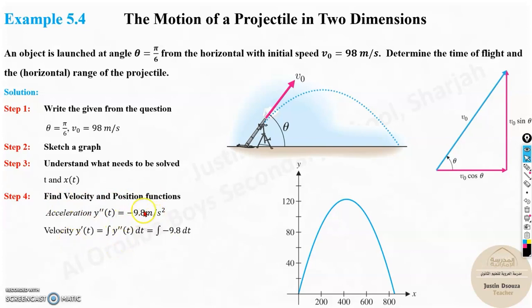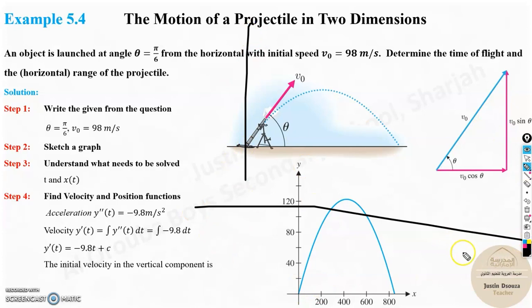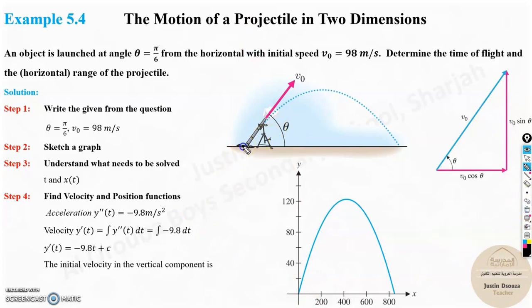Now, how do we find the velocity? Integrate this, it will be minus 9.8 t plus c. Over here, initial velocity and theta is given. So remember, the initial velocity in the vertical component and the horizontal component needs to be solved. It's not just vertical, not just horizontal like previous sections. Now over here, there are two components, vertical and horizontal. So let us first deal with the vertical component, okay? What is the vertical acceleration? This is the vertical acceleration, minus 9.8.